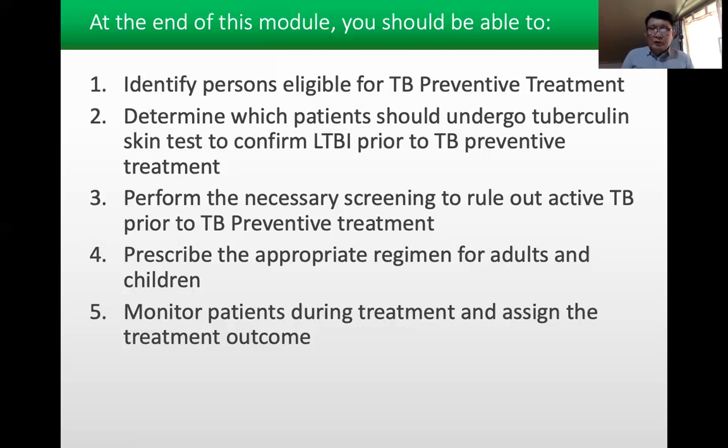We need to also learn how to prescribe the appropriate regimen for both adults and children. There is a regimen for adults and a regimen also for children. Then we also need to monitor patients during treatment. Just like when we have the TB treatment, we also do monitoring of treatment. And at the end of each treatment, there should also be the treatment outcome, so we can also assign treatment outcome. Okay.